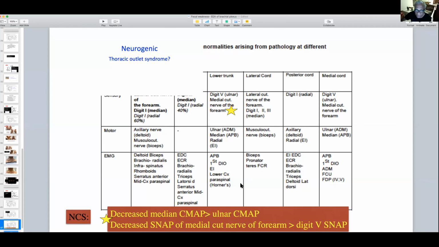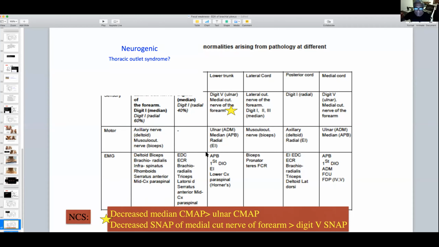So of course, this cannot be motor neuron disease because there's sensory involvement, and it cannot be multifocal motor neuropathy because there's sensory involvement. The involvement of sensory nerve potentials rules out radiculopathy, and the lack of EMG denervation in the cervical paraspinal muscles also rules out cervical radiculopathy. So the diagnosis here is a lower trunk brachial plexopathy.